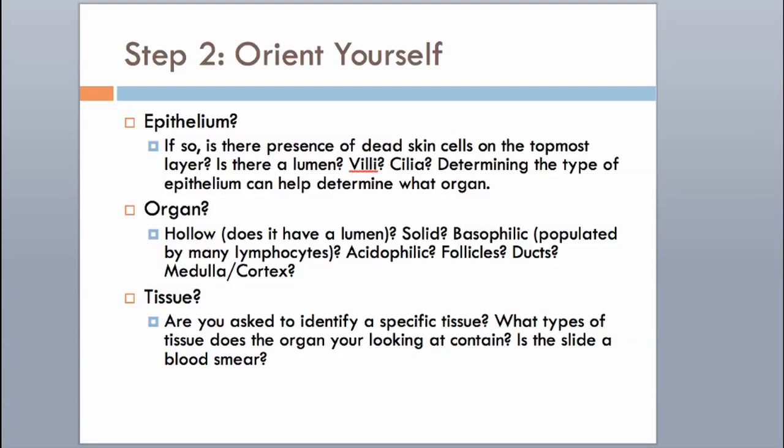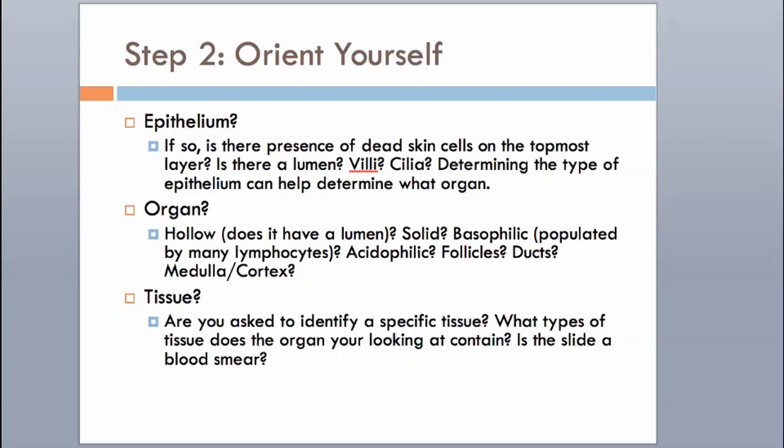If you're looking at a slide of an organ, you should observe whether or not the organ is hollow. In other words, does it have a space or a cavity within it, which would be represented by organs such as the bladder. If the organ's solid, you can look for visual cues such as a high presence of lymphocytes. The organ would stain very basophilic, as lymphocytes stain purple.